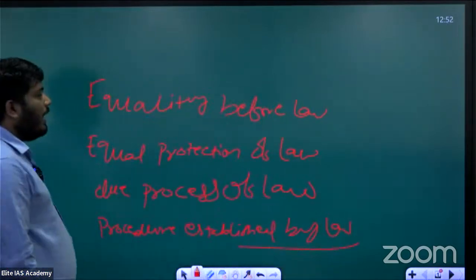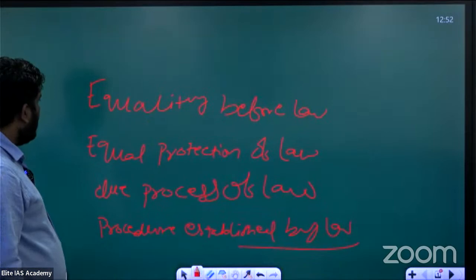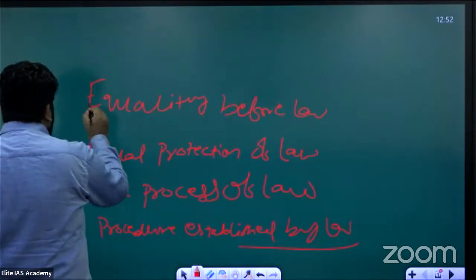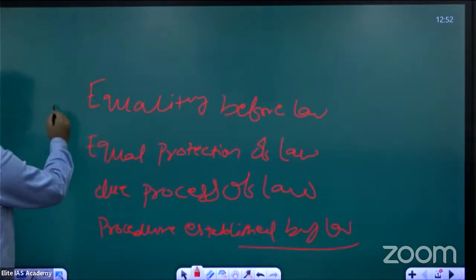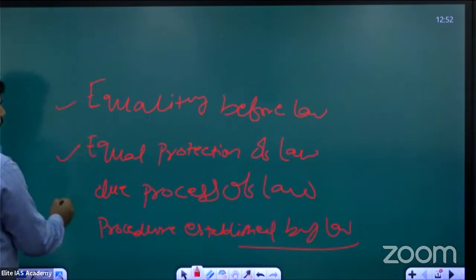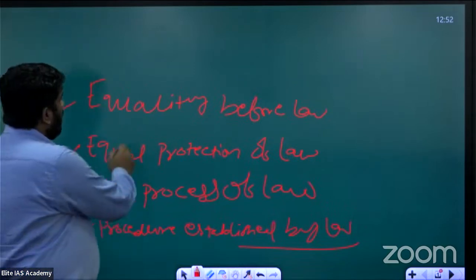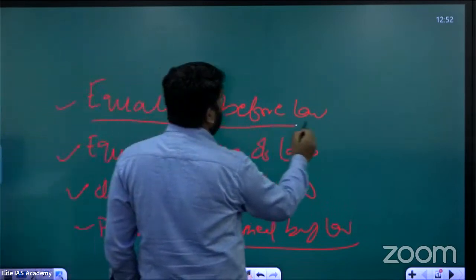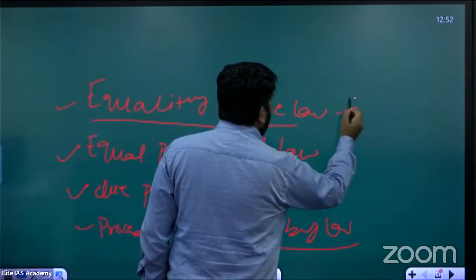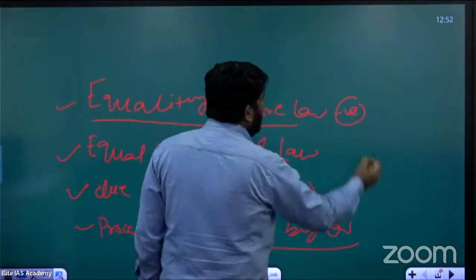What are these terms? We read them in fundamental rights. But these all four terms have different meanings: equality before law, equal protection of law, due process of law, and procedure established by the law. First of all, equality before law is a negative term. How? I'll explain. What does equality before law say?